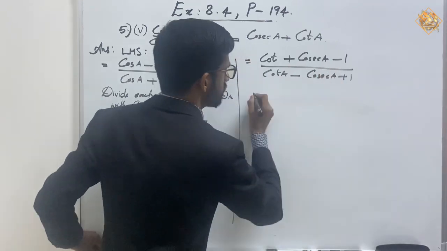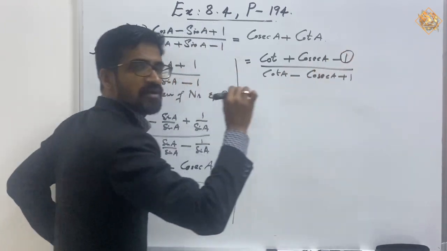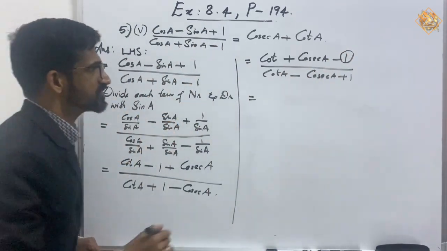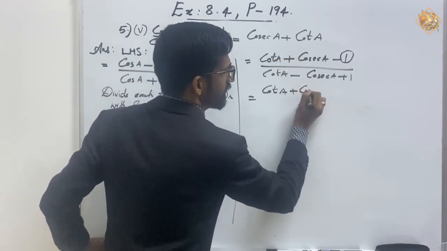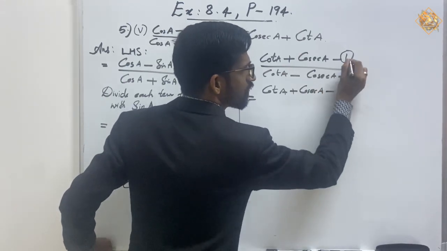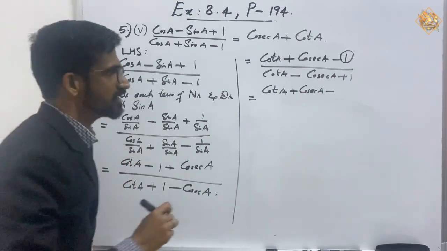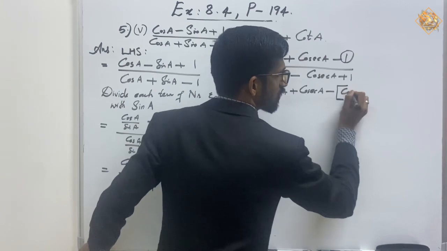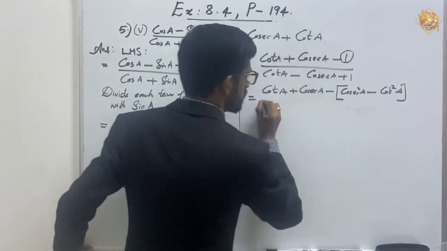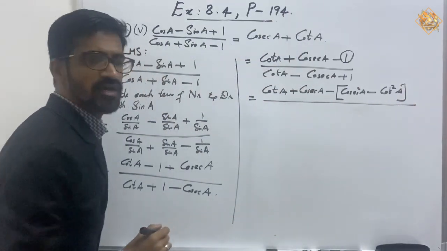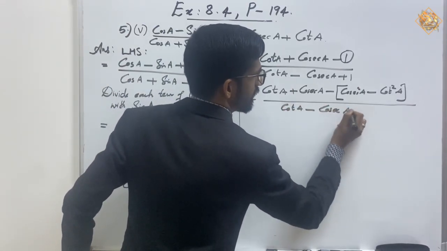Now in the numerator, instead of this 1, I am going to substitute cosec square A minus cot square A. Okay students, so this will become cot A plus cosec A minus, instead of 1 I am going to substitute cosec square A minus cot square A from the identity. In the denominator there will be no changes, so it will be cot A minus cosec A plus 1.